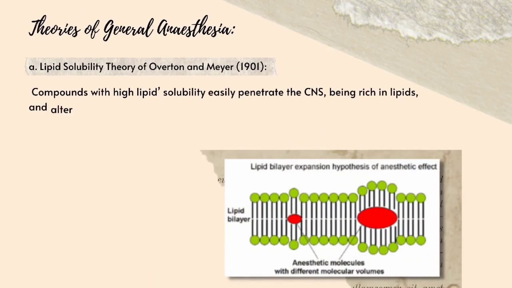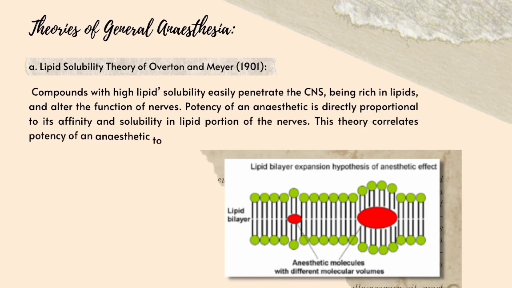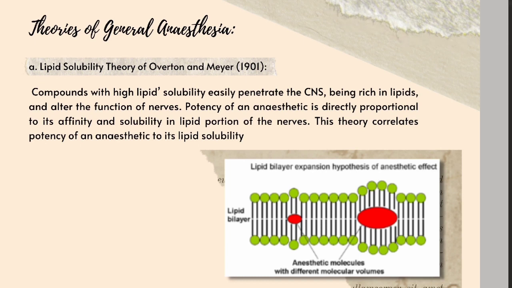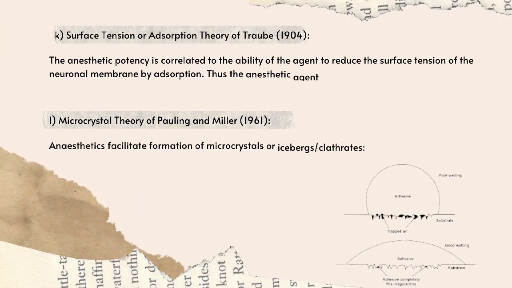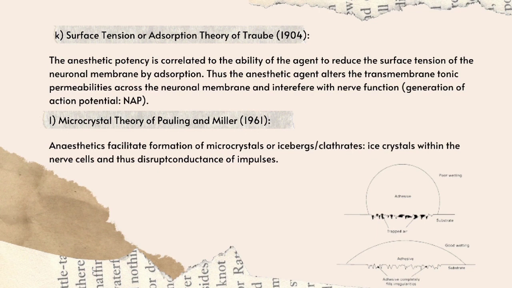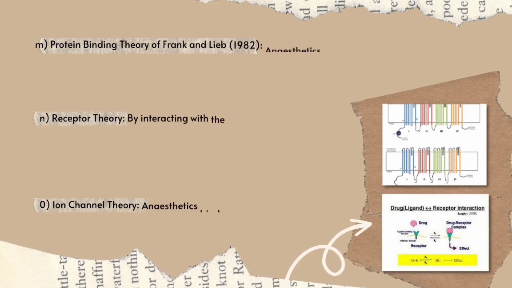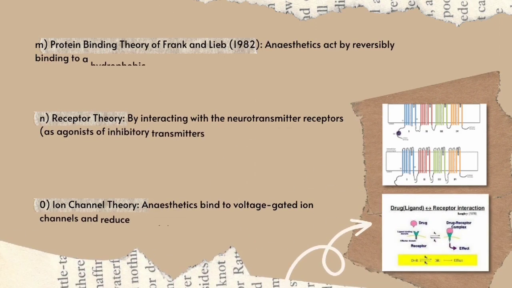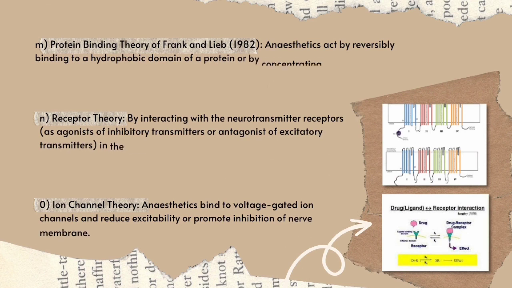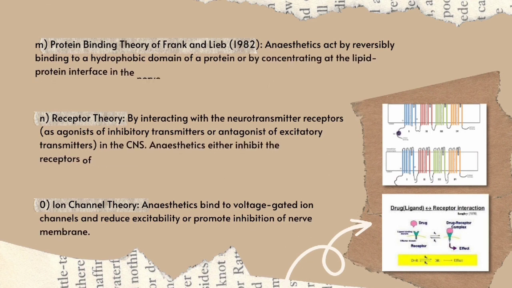Here are the theories of general anesthesia. First, the lipid solubility theory of Overton and Meyer, 1901, wherein compounds with high lipid solubility easily penetrate the CNS, being rich in lipid, and alter the function of nerves. We also have the surface tension or adsorption theory of Traube, 1904, and the microcrystal theory of Pauling and Miller, 1961. We also have the protein binding theory of Franks and Lieb, 1982. This anesthesia acts by reversible binding to the hydrophobic domain of protein.